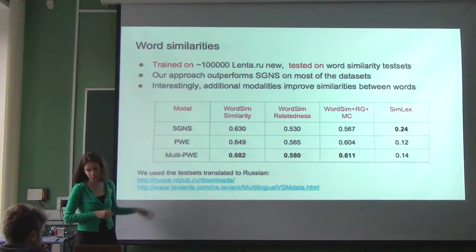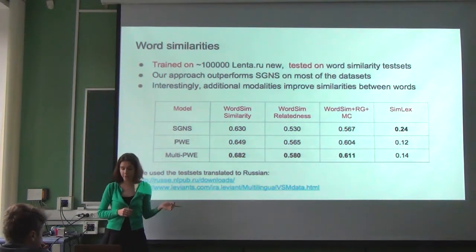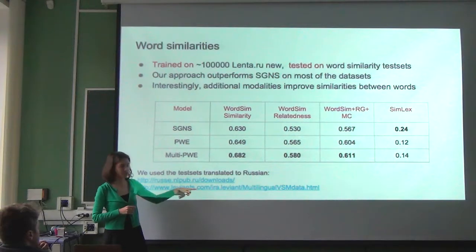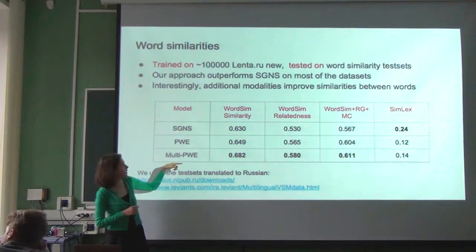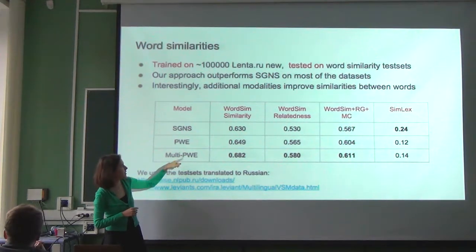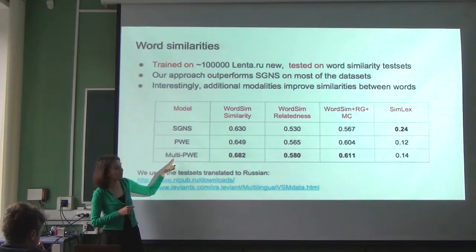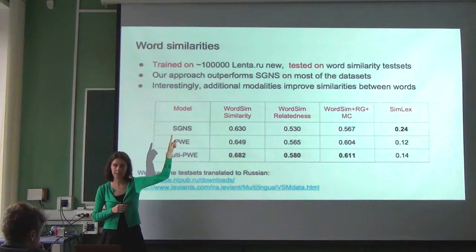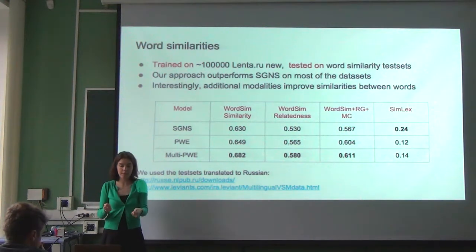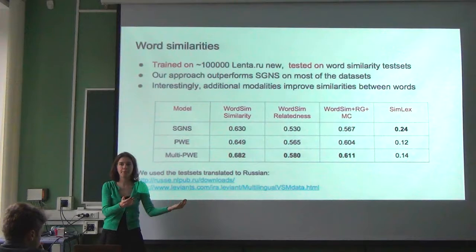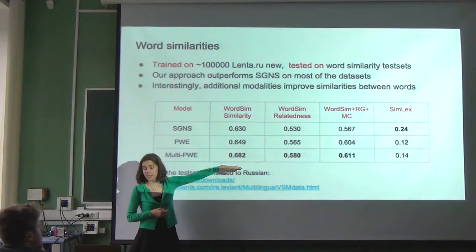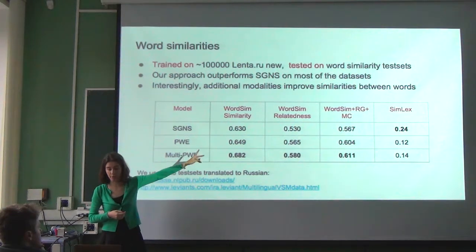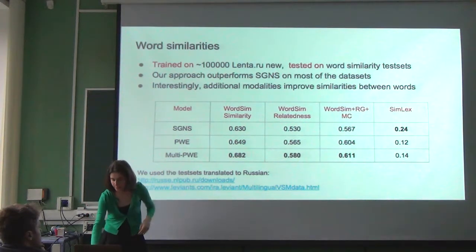So this is evaluation for Russian corpora, Latent rule, which means we used Russian translations of word similarity benchmarks. And what's interesting here is that multiple modalities help even for word similarities. So when we use timestamps, suddenly similarities between just two words get to be better. So this last line here is the best for most of the test sets.